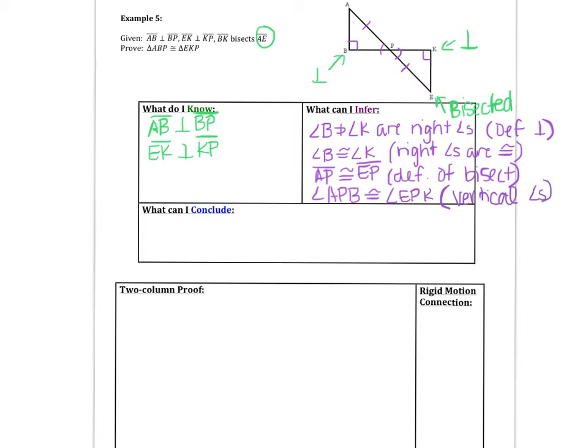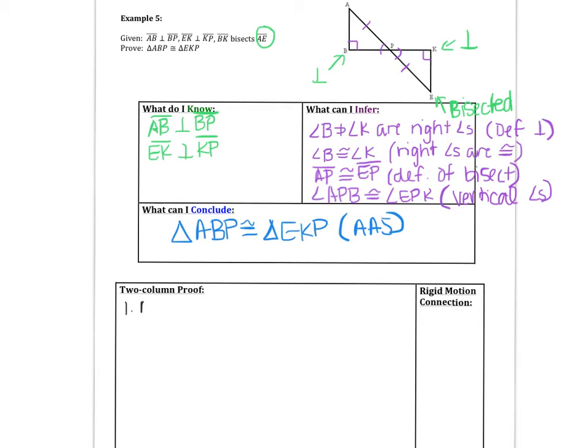Alright, let's see if I have enough information. So I've got angle, angle, side. So I'm finally ready to conclude that triangle ABP is congruent to triangle EKP. And I'm using angle, angle, side. Alright, so my 2-column proof. Whew, it's a long one.